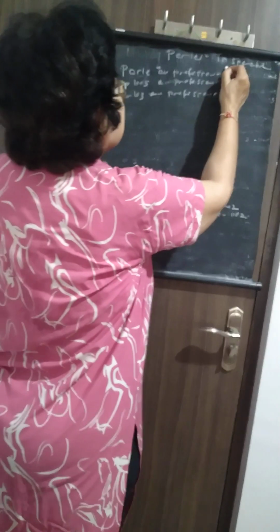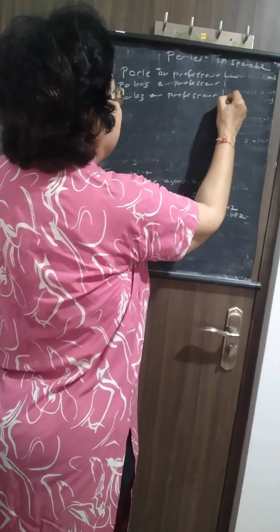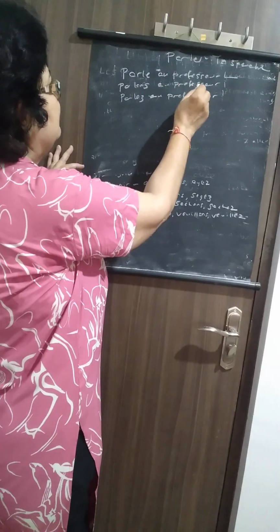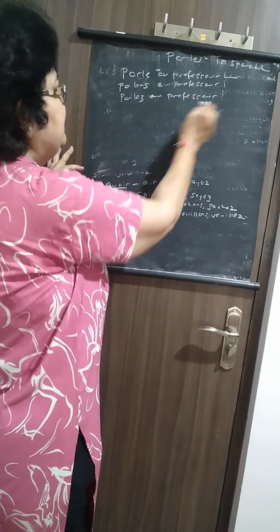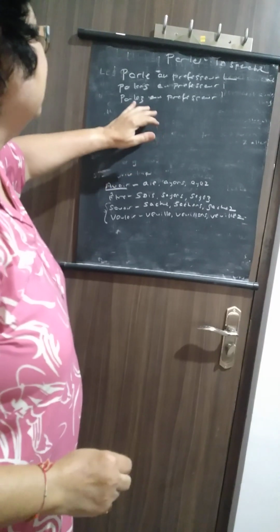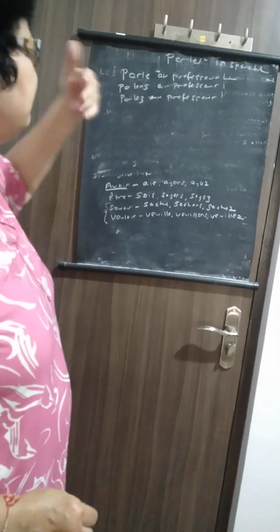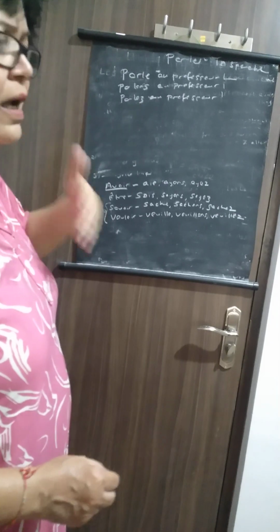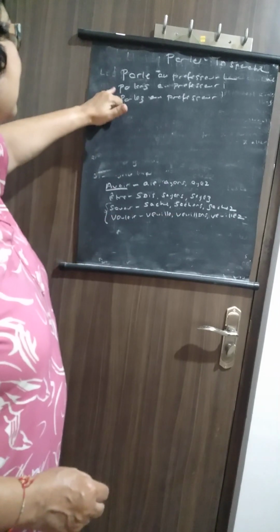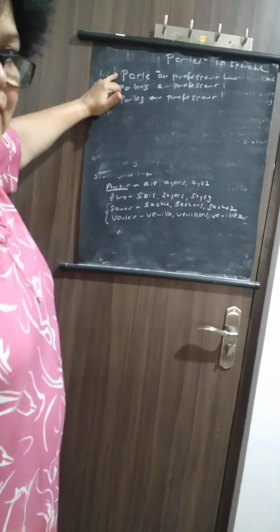There is always an exclamation mark at the end of an imperative sentence. Let us speak to the professor. You all speak to the professor. I am not saying the subject because it is the imperative mode. So speak to the professor. Again, speak to the professor. But this is plural, this is singular. So you will get it.